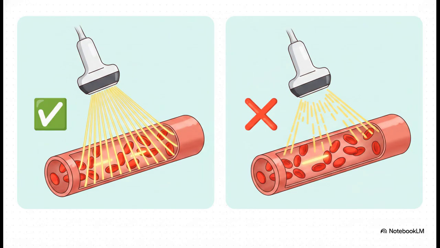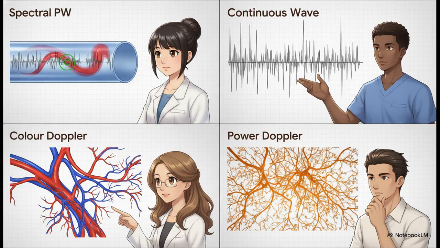That's exactly why ultrasound technologists are always carefully angling their probes, aiming for that sweet spot between 30 and 60 degrees. Modern scanners actually give us a whole toolkit to visualize this flow. Spectral pulsed wave Doppler lets us sample flow at a very specific targeted depth. Continuous wave Doppler, on the other hand, casts a wide net with no depth limit, which lets us measure incredibly high-velocity jets, like what you'd see in a severely restricted heart valve.